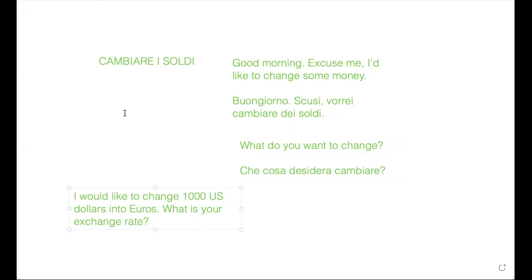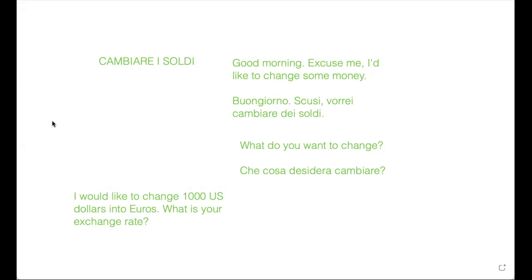I would like to change. Vorrei cambiare. Vorrei, I would like to change. Vorrei cambiare mille. Mille, we have 1,000. Vorrei cambiare mille dollari americani in euro. Qual è il vostro tasso di cambio? What is your exchange rate? Let me write it down.